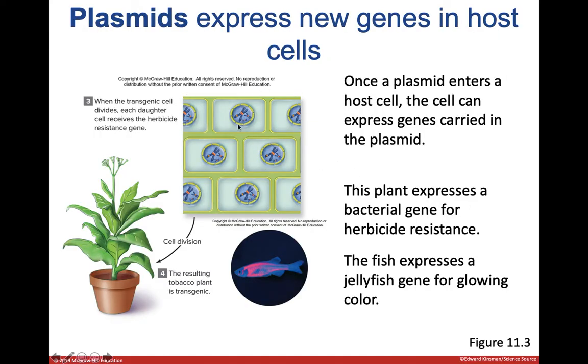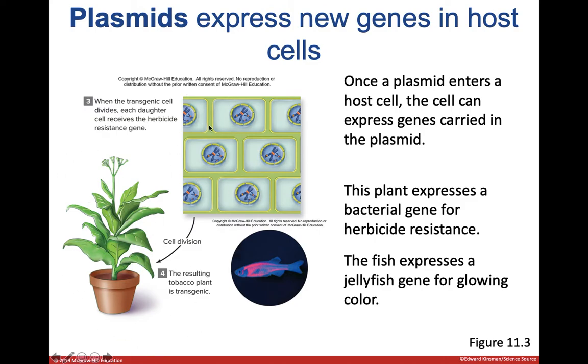So the plant, once it reproduces, every single one of its offspring will have the gene as well. The tobacco plant you can see here is the one that they're using, for example. The plasmid contains the gene for a herbicide. So now every single time that this tobacco plant reproduces, every single one of its offspring will be resistant to that particular herbicide, which is cool.